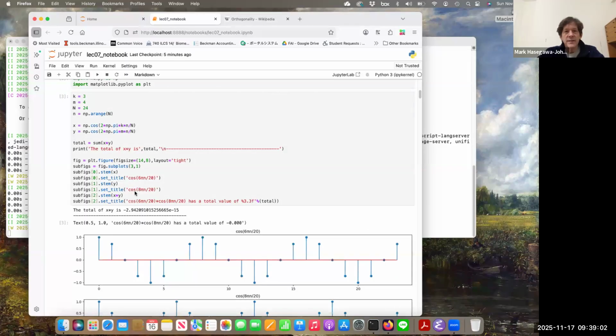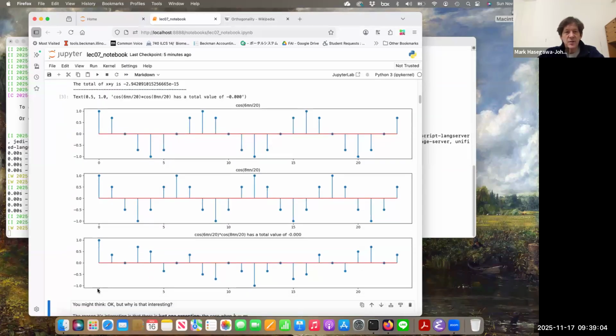All right. So I have the small n axis goes from 0 to 23, as you see, 0, 1, 2, 3, 4, 5, 6, 7, 8, 9, 10, 11, 12, etc. And on the top here, I have the cosine at 3 hertz. So it has 3 complete cycles. In the middle, I have the cosine at 4 hertz. So it has 4 complete cycles.